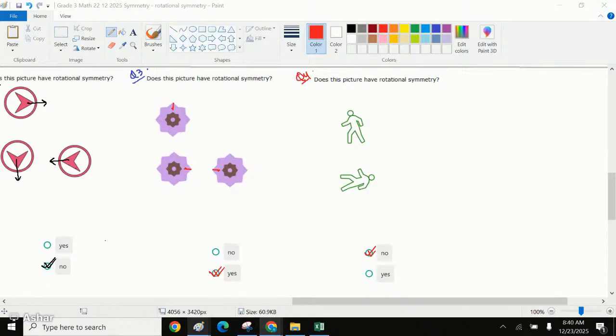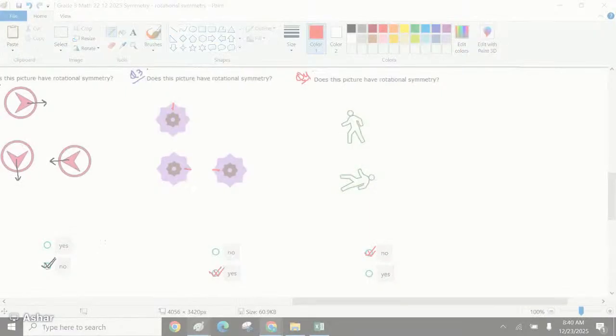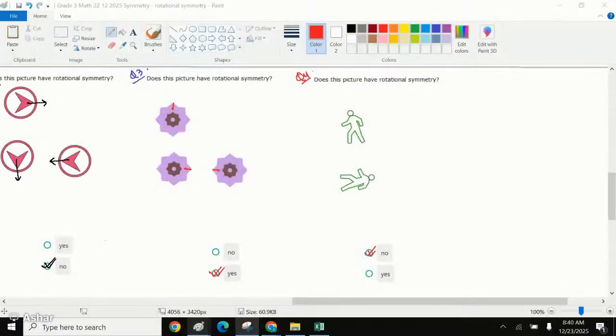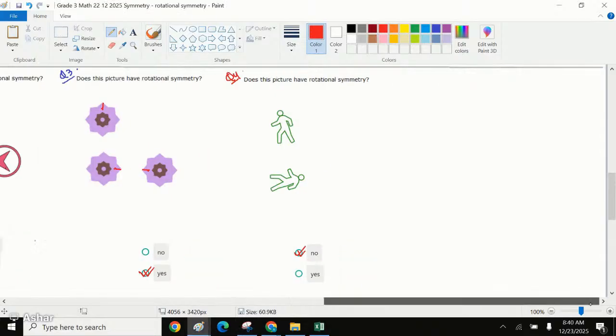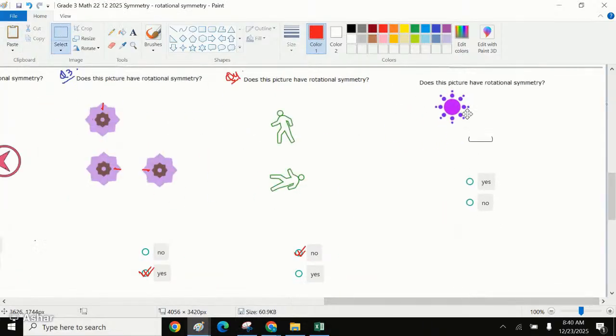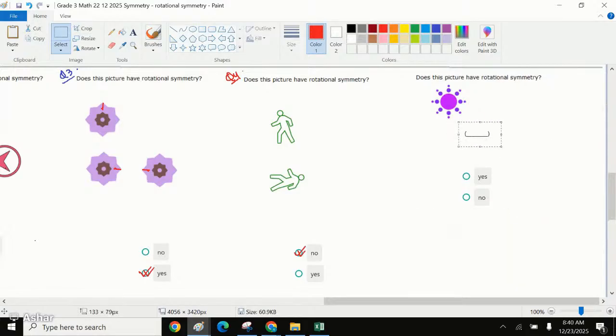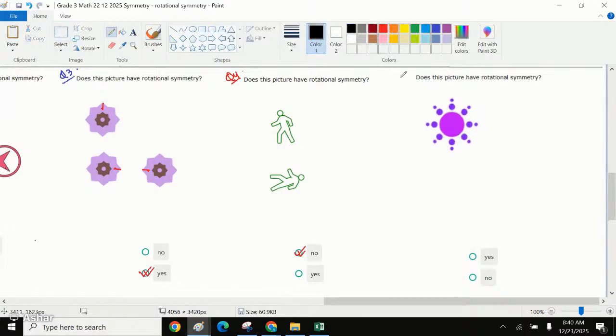Thank you for answering. We have the next question. We did a similar pattern previously. Let's try this pattern again. Question number 5 says, does this picture have a rotational symmetry? Can you give me an answer to this? I'll just wait for an answer. If this is the shape given to us, would this shape have a rotational symmetry? Question number 5. Yes or no, please?